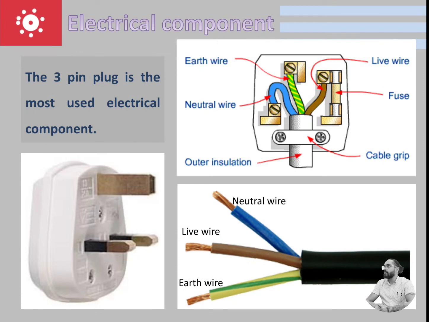When we talk about electrical components, we are going to refer to the first main component, which is a 3-pin plug. We are going to have 3 main wires in an electrical wire. The neutral wire, which is blue, the live wire, which is brown, and the earth wire, which is yellow and green, are seen in this diagram. The fuse is a safety device which forms part of the 3-pin plug. It blows when there is a short circuit.